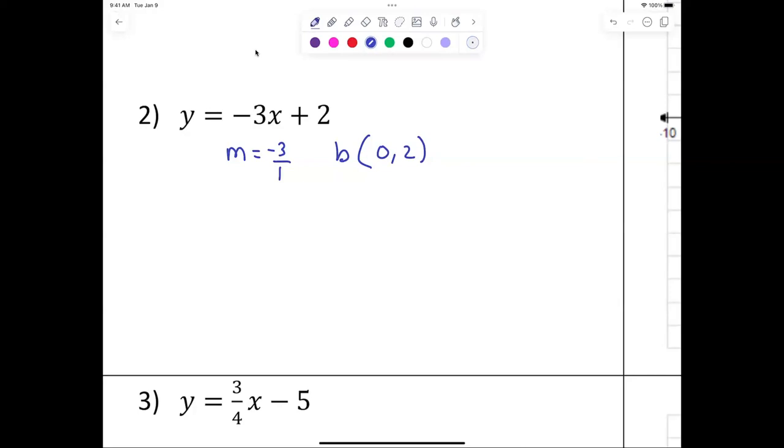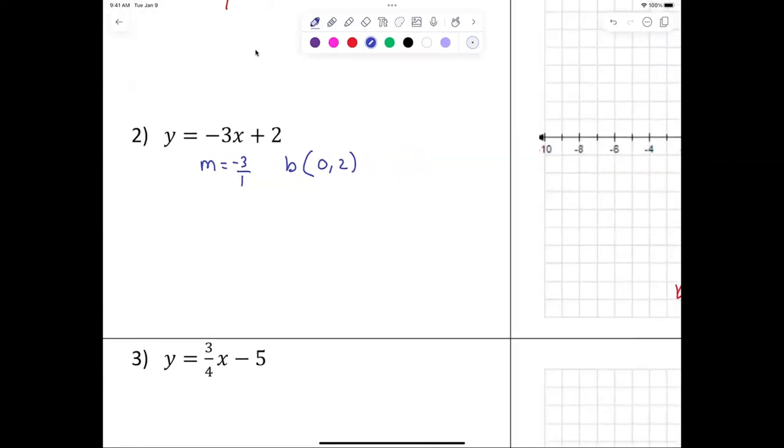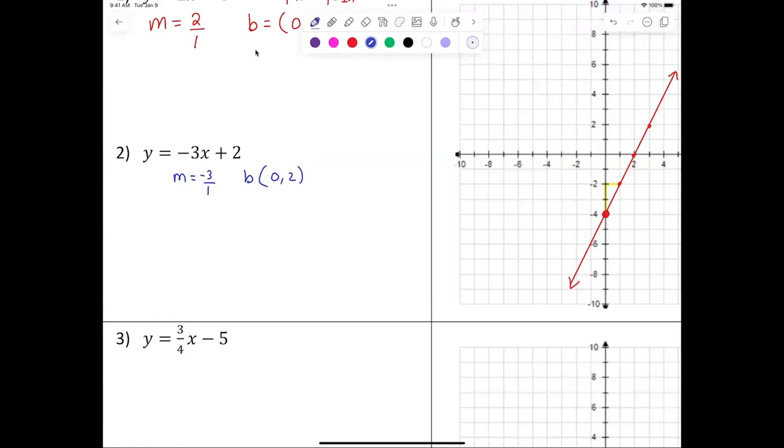Now, I'm going to show you how to do it. If what you did on your paper is the same as what I did on my whiteboard, then you know you're good. If it's not the same, you didn't pay attention. So we're graphing (0, 2). So I plotted the point (0, 2). Then from there, I go what? Down what? 3 and over 1.